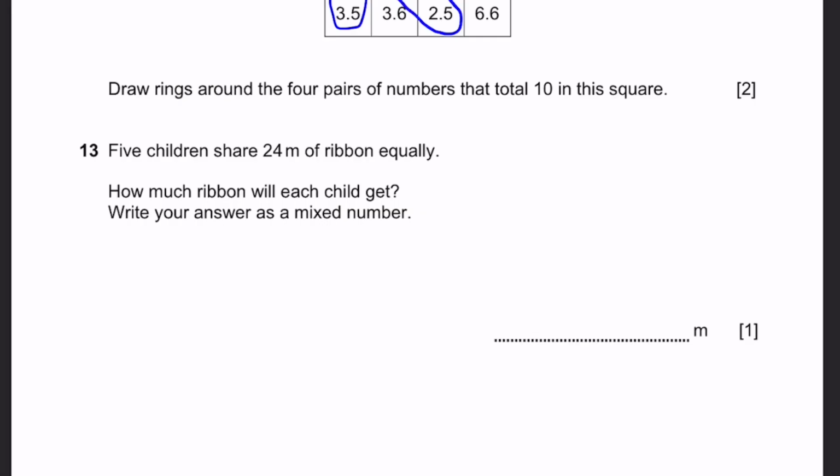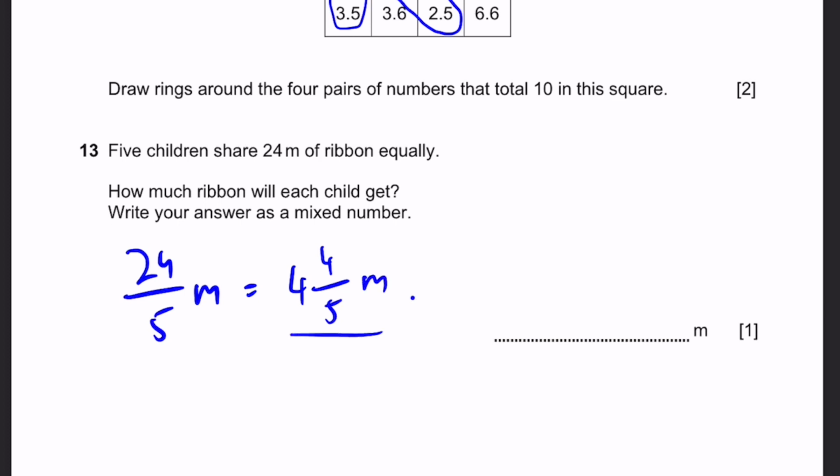Question 13. 5 children share 24 meters of ribbon equally. How much ribbon will each child get? Write your answer as a mixed number. So that'll be 24 by 5 meters. That'll be equal to, as a mixed number, 4 4 by 5 meters. That's the answer.